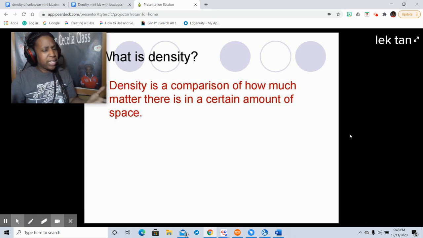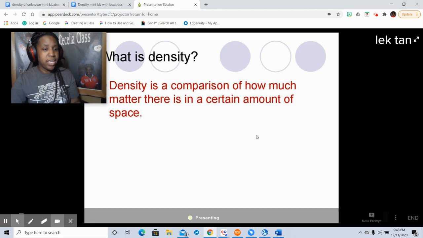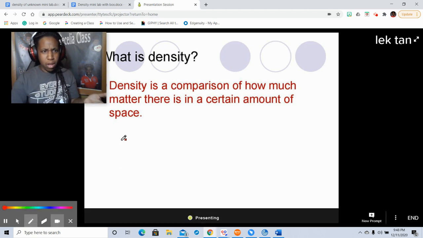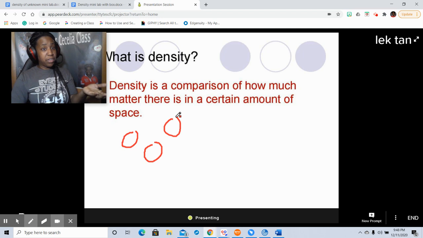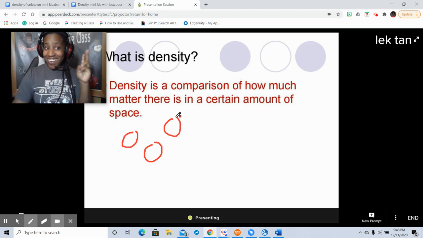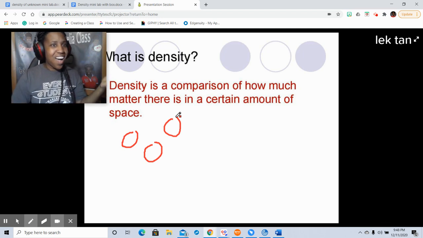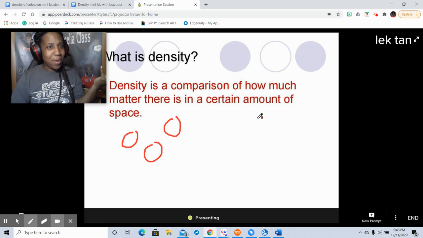So, I asked the question earlier, what is density? So please write this down. Density is a comparison of how much matter there is in a certain amount of space. So remember, when we watched the video, we talked about particles. Does anyone remember the difference between a solid, a liquid, or a gas? Oh, you do? Okay, so let's explain.